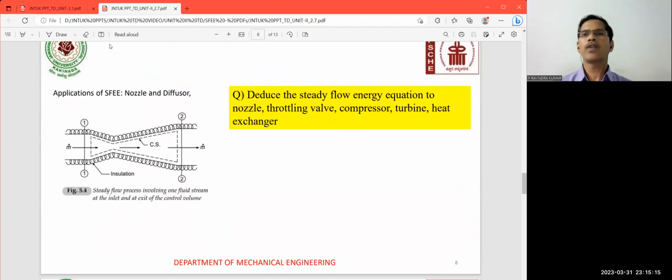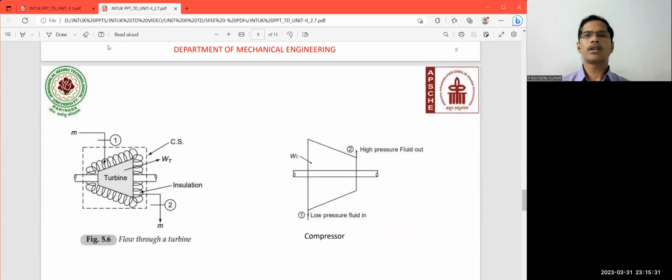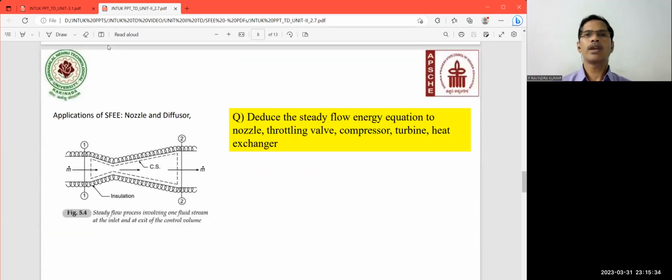So deduce the steady flow energy equation for the nozzle, throttle valve, compressor, turbine, and heat exchanger. This is the question mostly expected. So when you apply the steady flow energy equation for the nozzle, what is the expression that you are going to get?